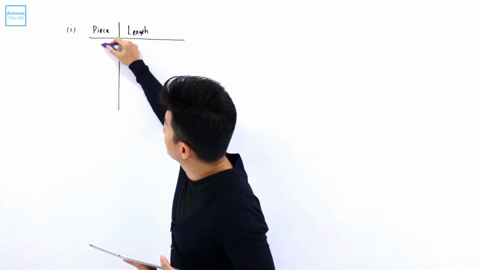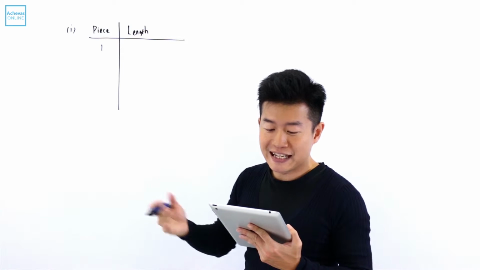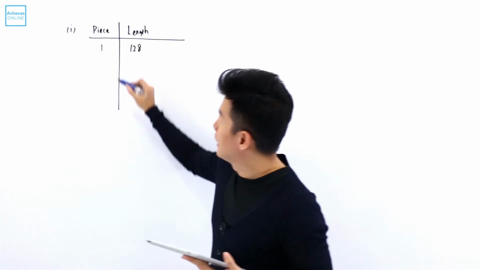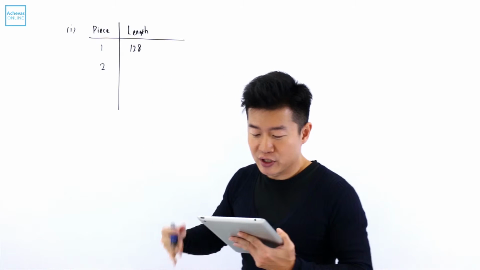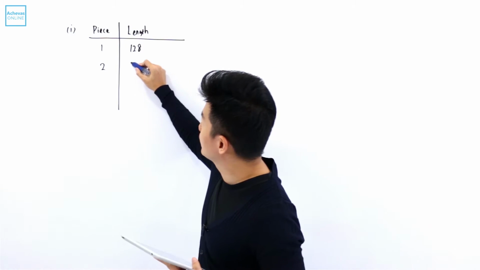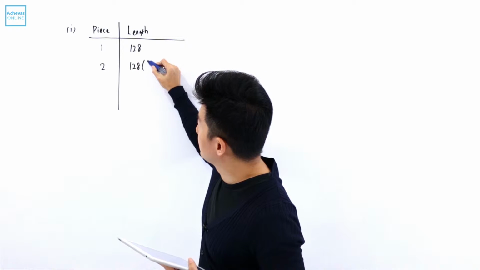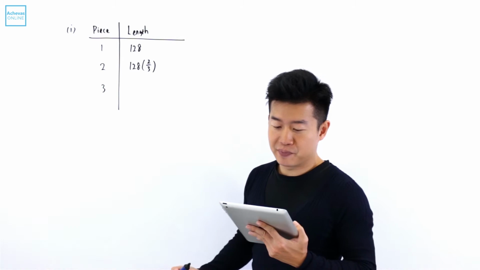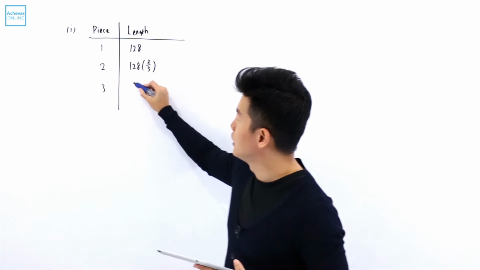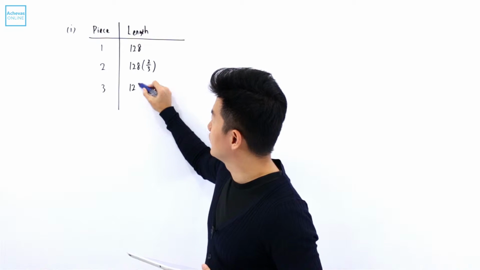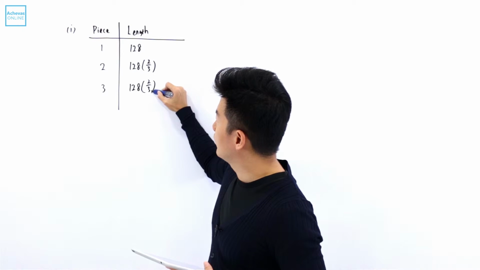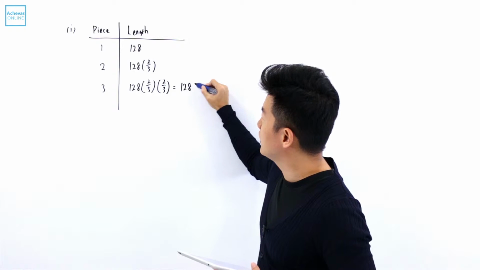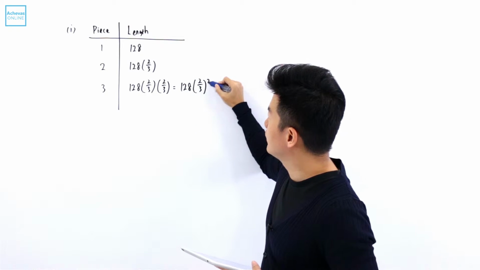According to the question, the first piece of string that is cut off is 128 cm, and the second piece is 2/3 of the first piece length, so it is 128 multiplied by 2/3. It is the same for the successive pieces. For the third piece, it is multiplied by another 2/3, so this is 128 multiplied by 2/3 to the power of 2.